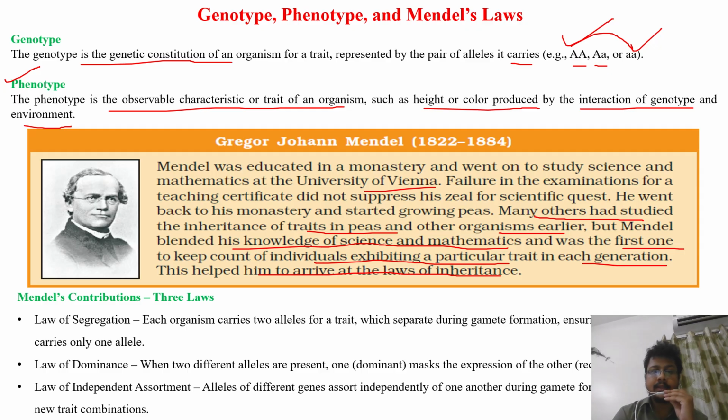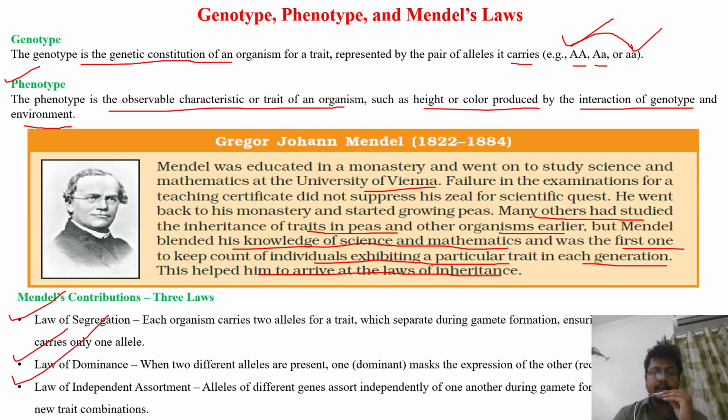So he used the knowledge of both science and mathematics, and he kept the count of individuals exhibiting a particular trait in each generation. From those numbers, he derived the laws of inheritance. We'll discuss it in detail. He has three laws: law of segregation, law of dominance, and law of independent assortment.